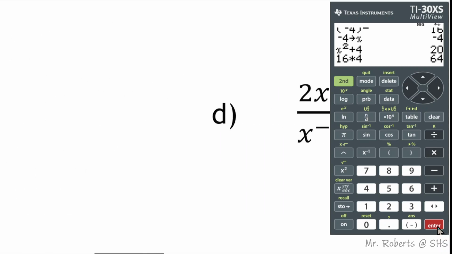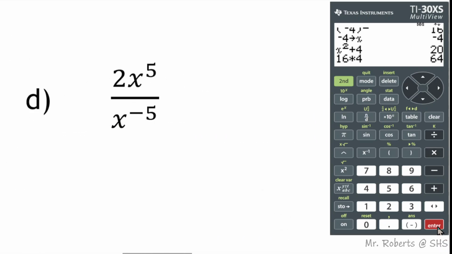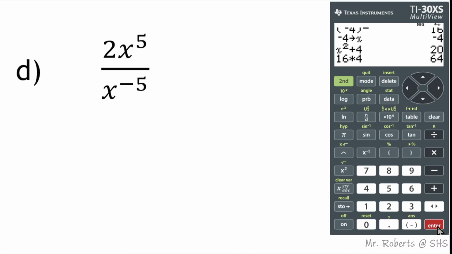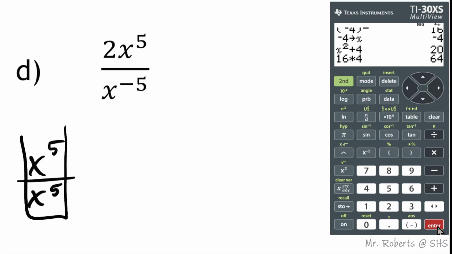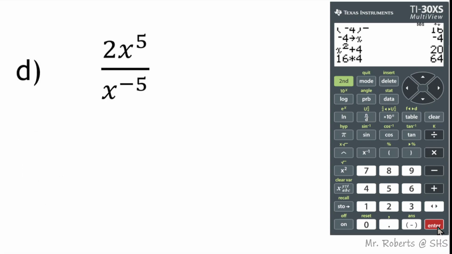And then my last question is 2x to the fifth over x to the negative fifth. So one point of confusion is, if this was x to the fifth over x to the fifth, that would be a giant 1 and we'd be finished. The problem that we have is that this denominator is not x to the fifth. This denominator is x to the negative fifth.